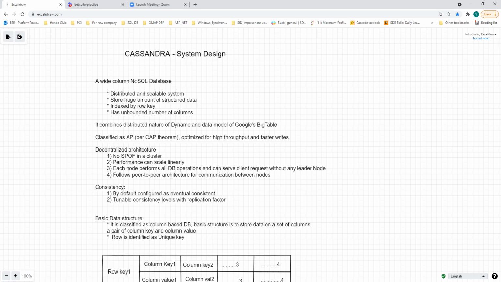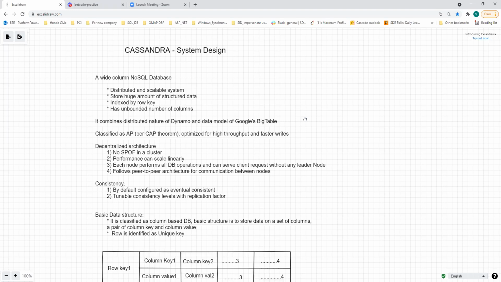And here, it is indexed by a row key. I think we were also doing primary key indexing, right? The only difference is you have an unbounded number of columns here. So for a particular row, you can have different columns. That is something different about Cassandra, and that is why it's called a wide column NoSQL database.